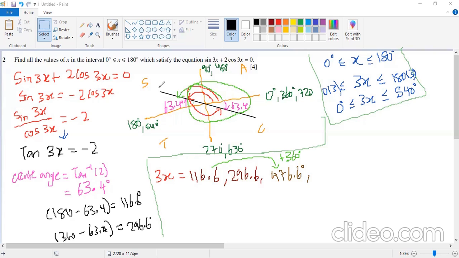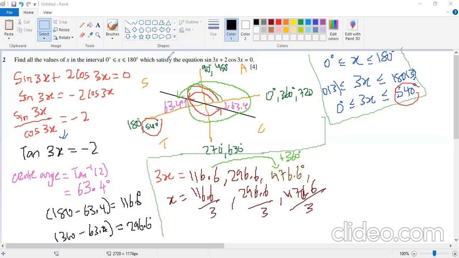Within the 540, we notice where the 540 is: the 3x is 540. That's how we know the three different values are only those in the interval given. So let's divide each of them: 116.6 over 3, 296.6 over 3, and 476.6 over 3.